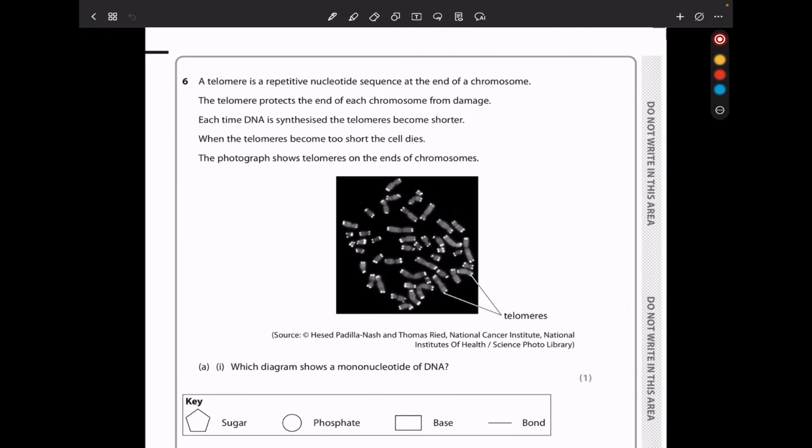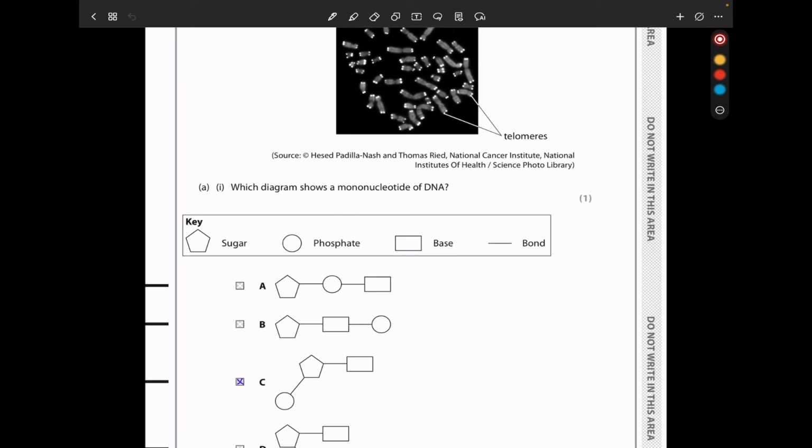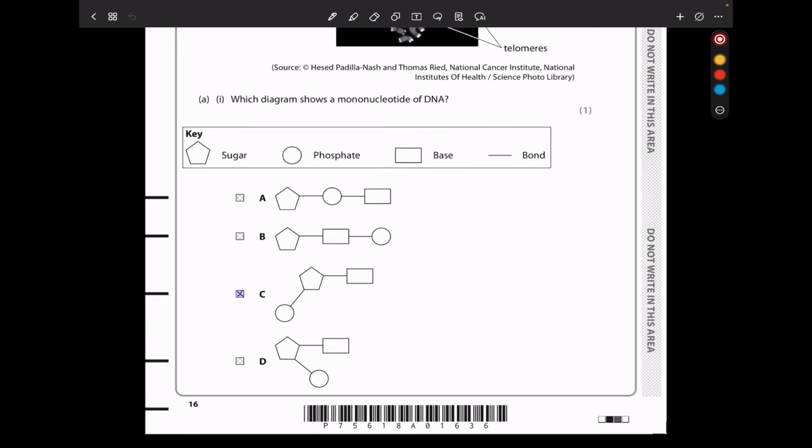In question 6, telomere is a repetitive nucleotide sequence at the end of a chromosome. The telomere protects the end of each chromosome from damage. Each time DNA is synthesized, the telomeres become shorter. When telomeres become too short, the cell dies. The photograph shows telomeres on the end of chromosomes. They say which diagram shows a mononucleotide of DNA.